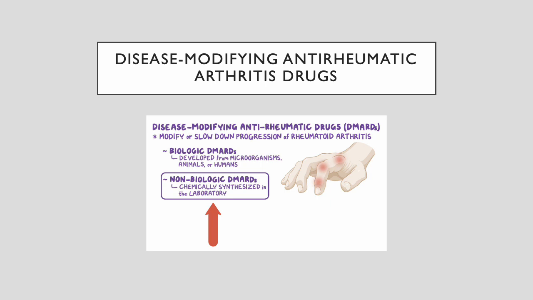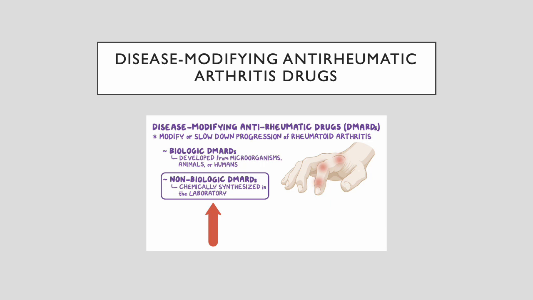Our last group that we're going to be talking about is the disease-modifying antirheumatic arthritis drugs. These are also known as our DMARDs. They're going to modify the progression of rheumatoid arthritis. They have many components, including anti-inflammatory, anti-arthritic, and immunomodulating effects. That's through the inhibition of cell movement into those inflamed and damaged areas. By preventing accumulation of inflammatory cells, we're going to prevent progression of the disease process.